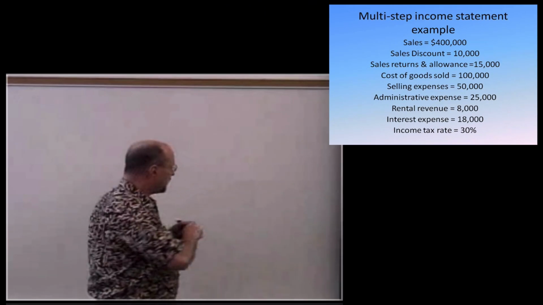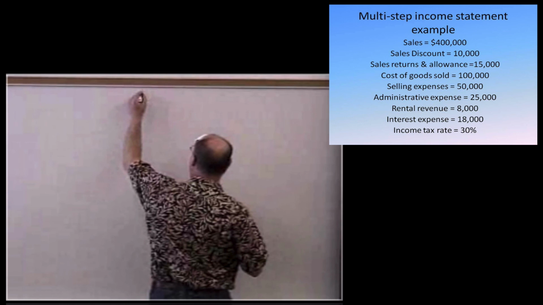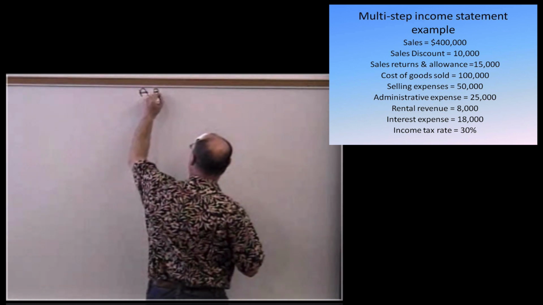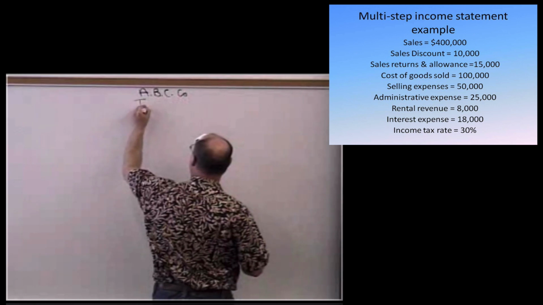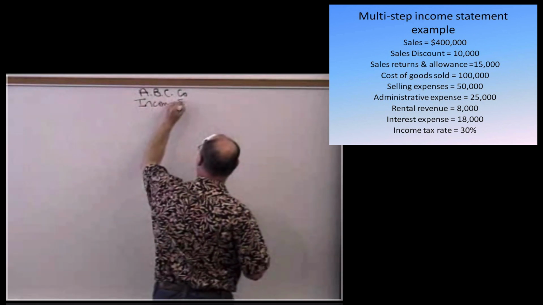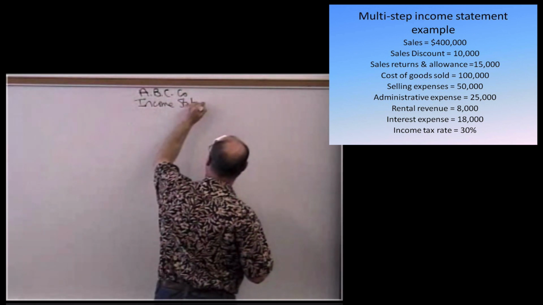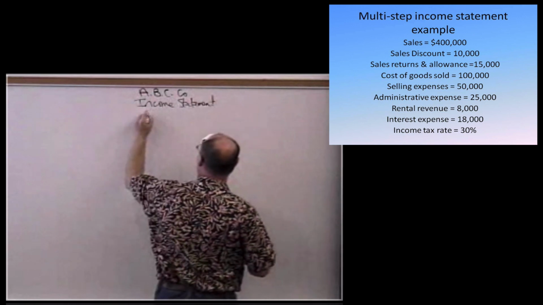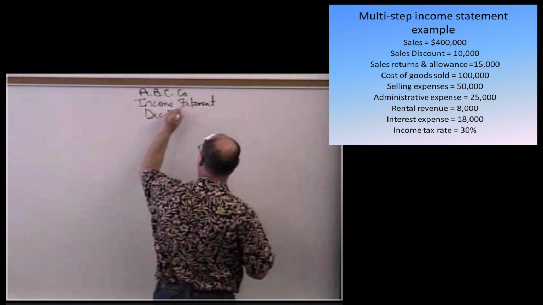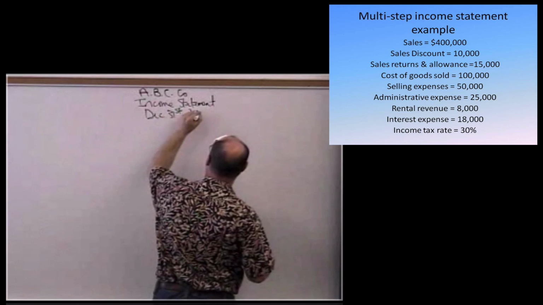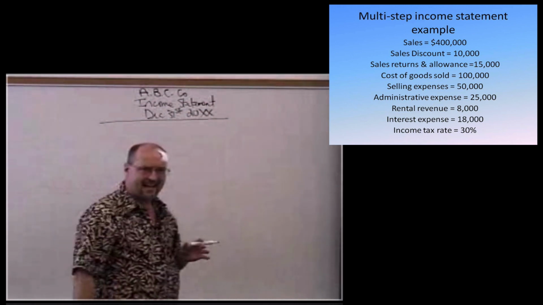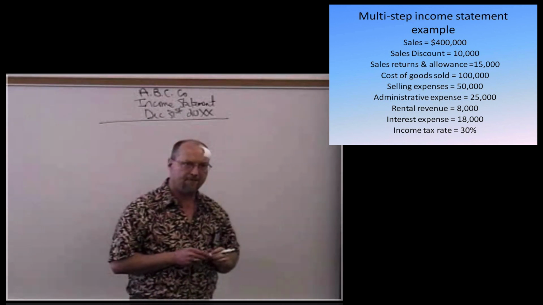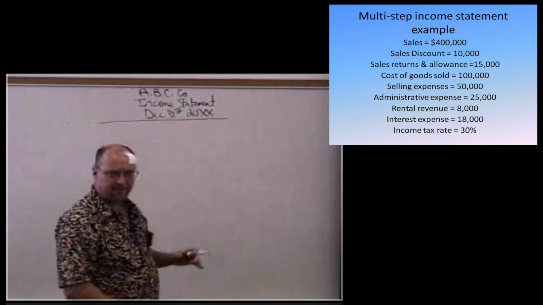All financial statements start with what's called a heading. So ABC Company, that's the name of the company. Income statement for December 31st, 20XX, whatever the year. We call this the heading or the header. All financial statements have to have a header.